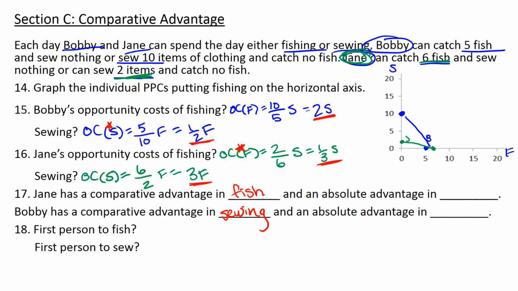Absolute advantages are looking at the maximum amount. When looking at fish, we have 5 from Bobby and 6 from Jane. Since Jane can do more, she has an absolute advantage in fish. Then looking at sewed items, Bobby can do 10 and Jane can do 2. So Bobby has an absolute advantage in sewing. Right, so the first person to fish is the one with the comparative advantage in fishing, which is Jane. And the first person to sew is the one with the comparative advantage in sewing, which is Bobby.